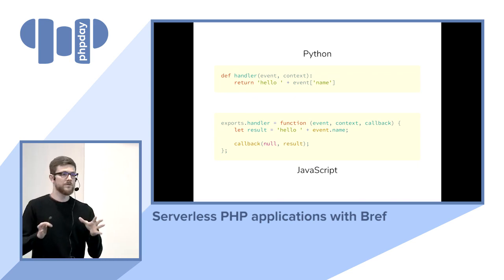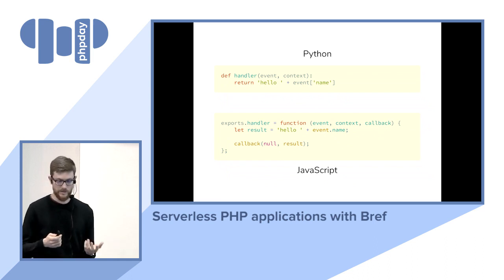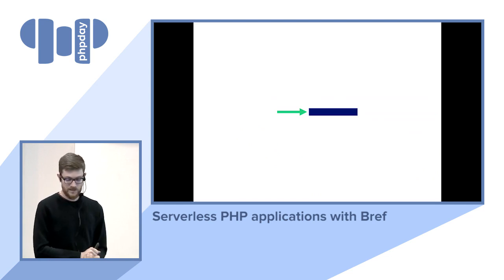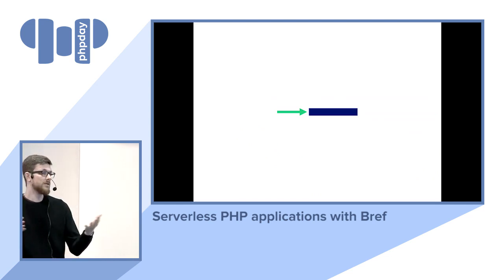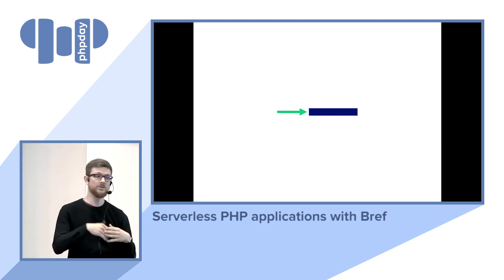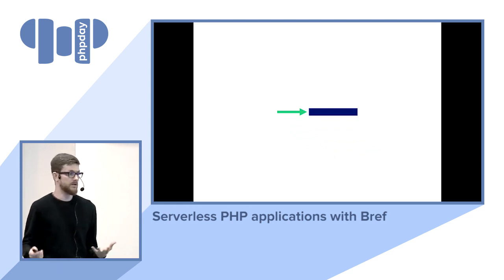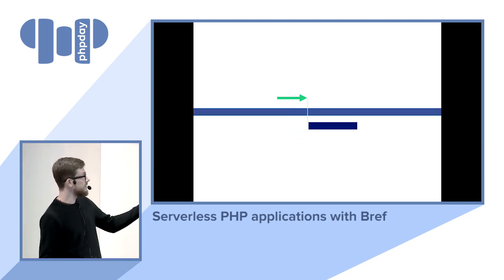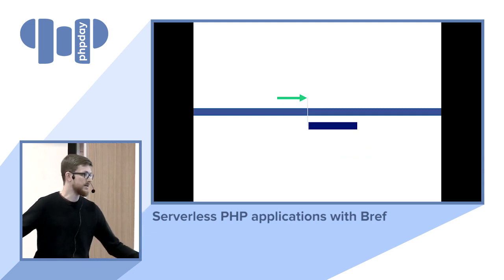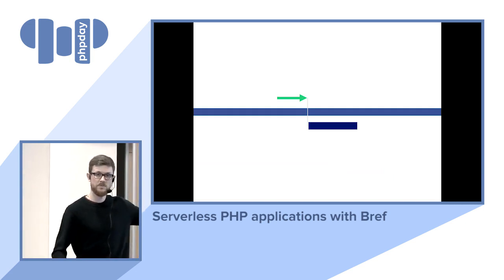So let's talk more specifically about HTTP, because as PHP developers, that's what we often do. We write HTTP applications, web applications. And the way things usually run is a bit like this. You have an event, which is the green arrow, and it will trigger some code, and the code will return a response. But in reality, that's not how it works. It's more like this, where the large blue bar is the server. And the server is running all the time, and it's waiting for requests. So it can be Apache, Nginx, PHP-FPM, whatever.